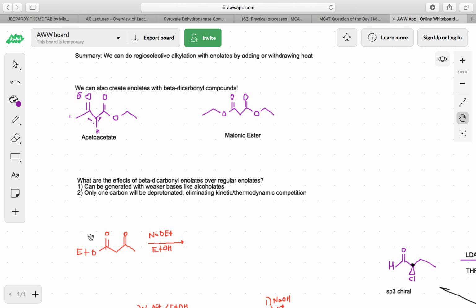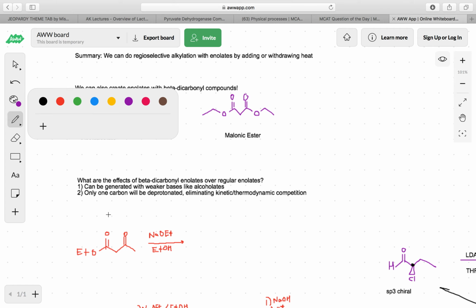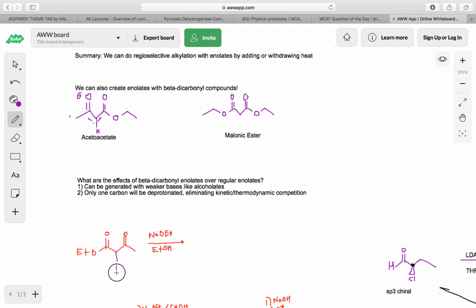So let's take an example of our acetoacetate, and we add ethoxide in ethanol. Our ethoxide is going to act as a decent base, and we know we're going to abstract the proton in the middle because the carbanion that results from this can resonate to both oxygens. So our base is going to grab this proton and then kick back this bond.